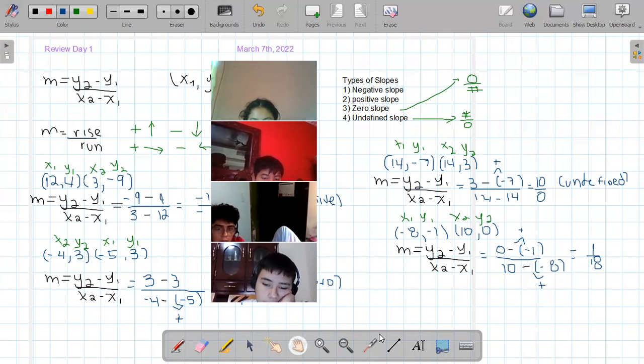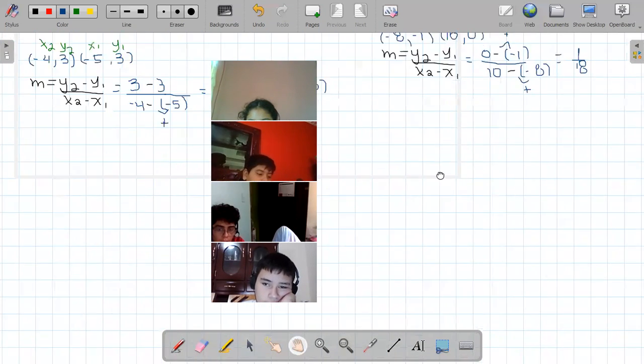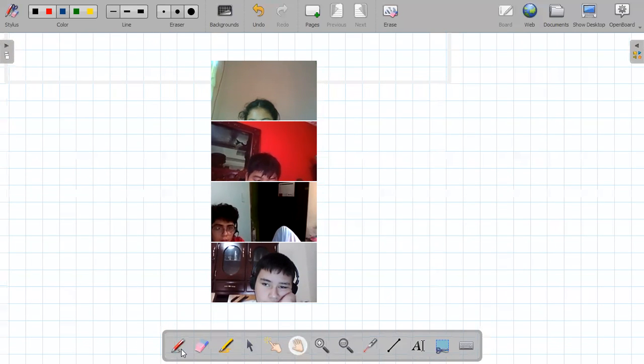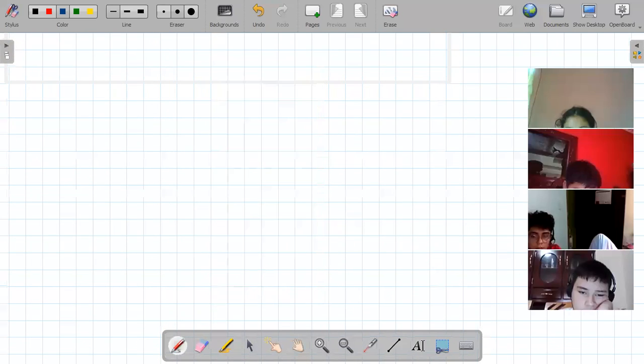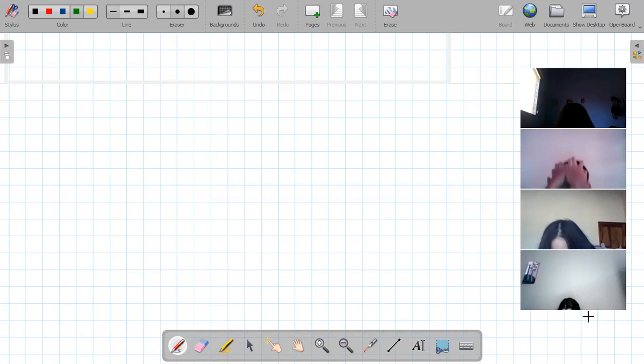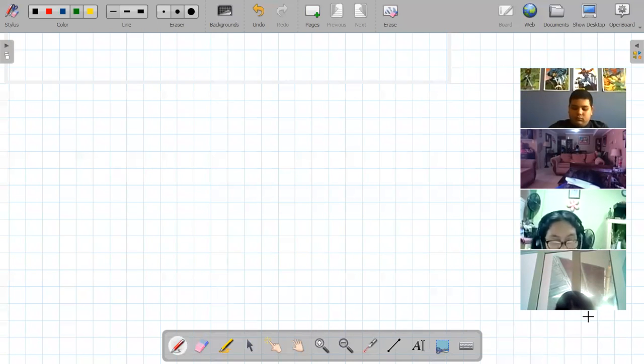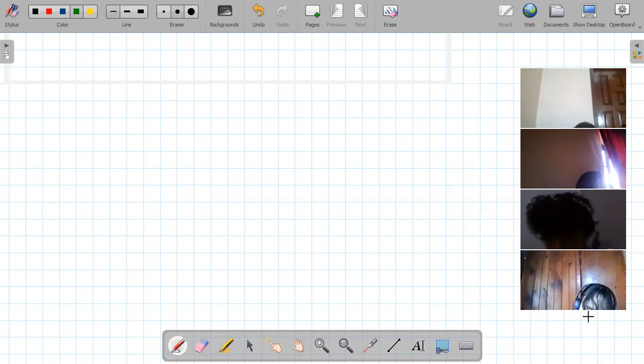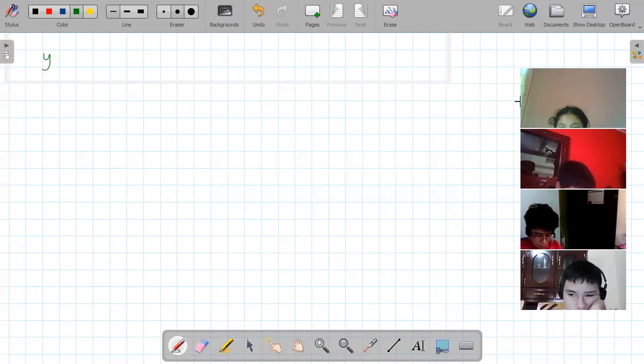However, after that, we have another topic, which is the one that we're going to work on right now. Next topic is going to be the slope-intercept form. Anyone remember what the slope-intercept form equation is? I think it's the one of rise and run. It's about the formula. Yeah, the formula.